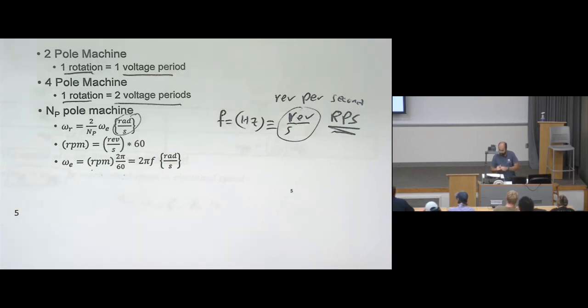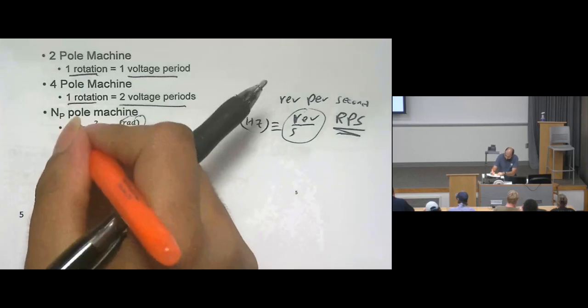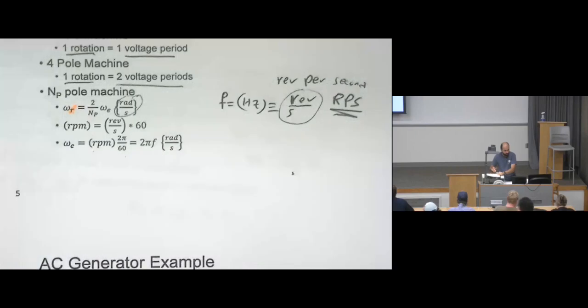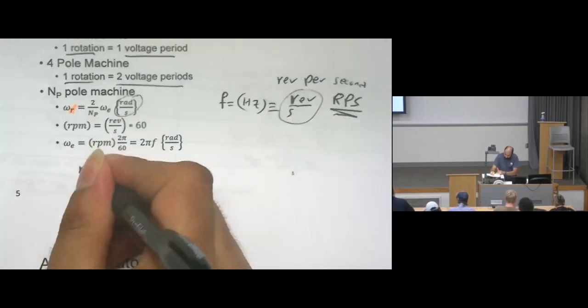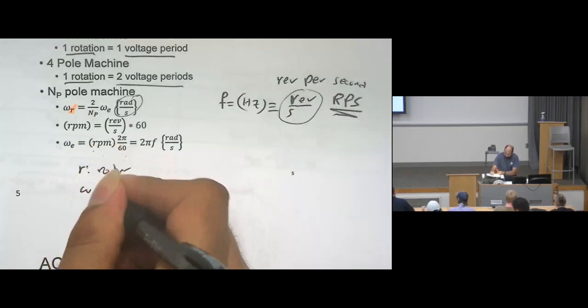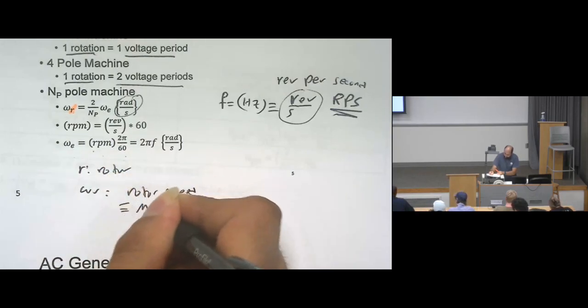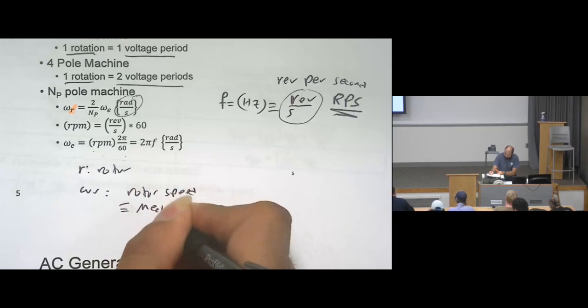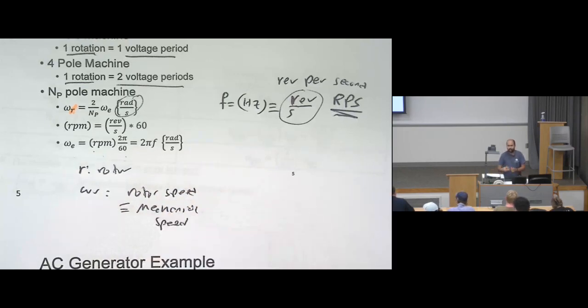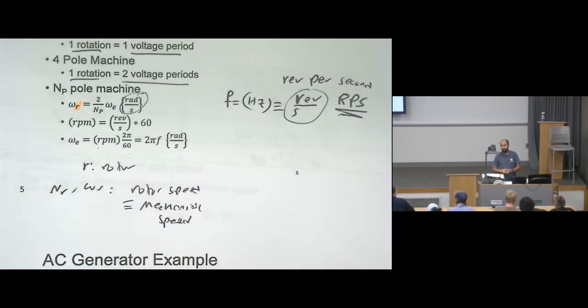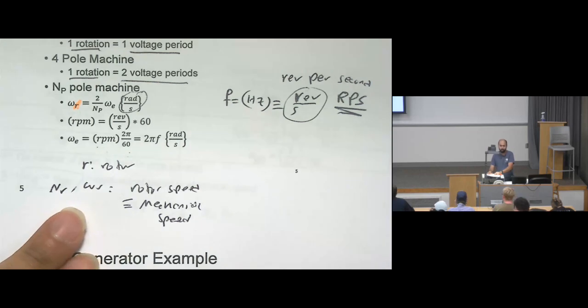Okay? Sometimes the mechanical speed is denoted by R. In that worksheet, I denoted them by M. It doesn't matter. R means rotor. When we say omega R, rotor speed, that is the same as mechanical speed. So it doesn't matter whether you call it omega R, NR, omega M, or NM, they are the same, only for synchronous. When we go to induction, it will be something different, and we will talk about this later. But for synchronous, this is the same.